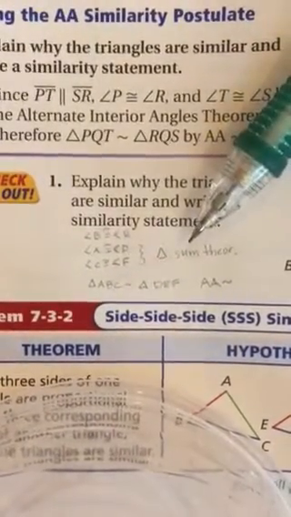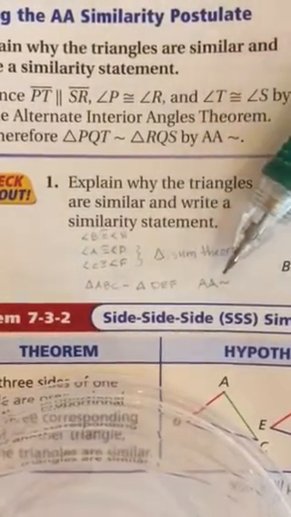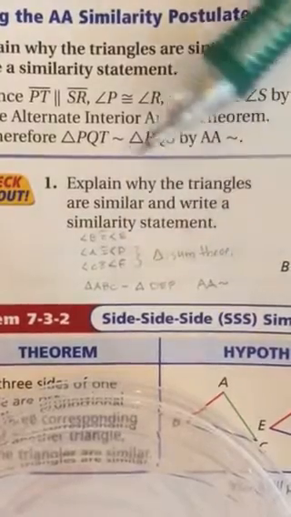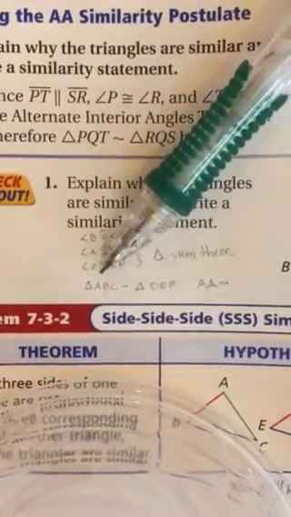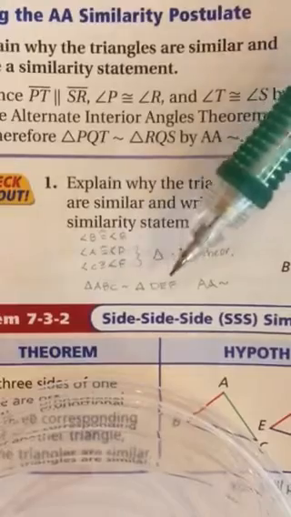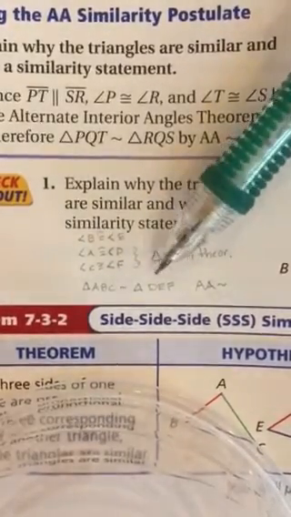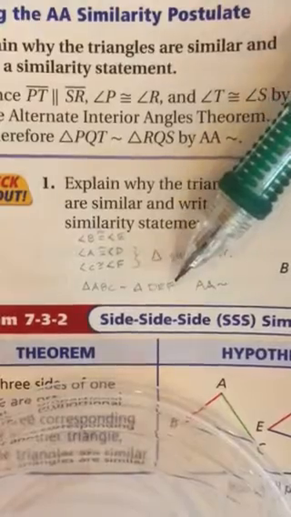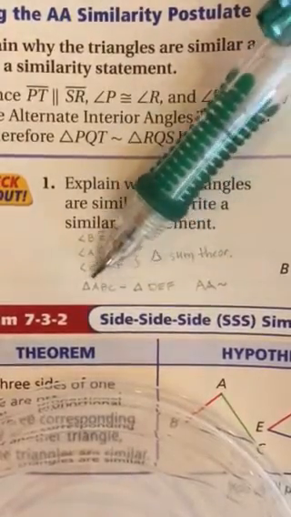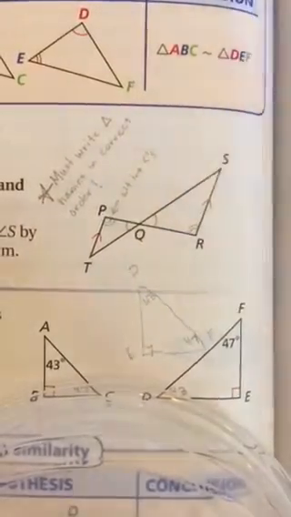Of course, we only need 2 angles to prove angle-angle similarity. The next thing I did is stated that triangle ABC is similar to triangle DEF. Remember, those angles have to be listed in corresponding order as they correspond to the angles of the first triangle. So you'll see that ABC corresponds to DEF. All right, let's look at number 2.